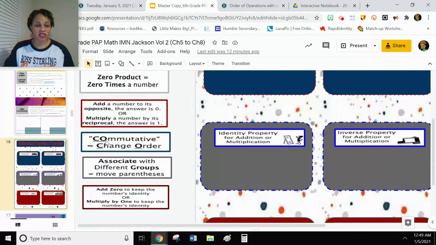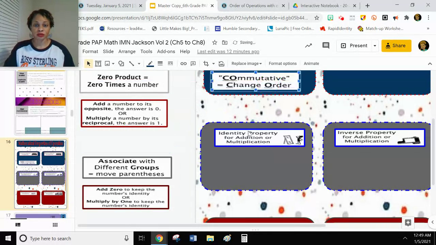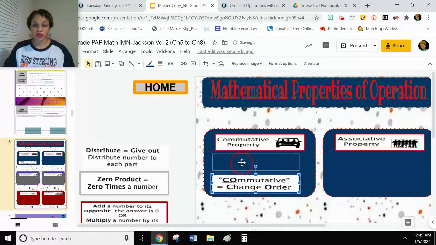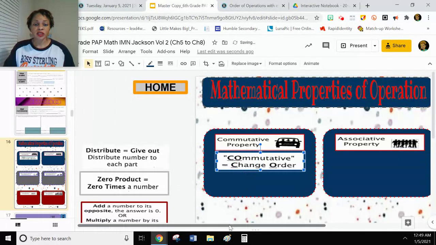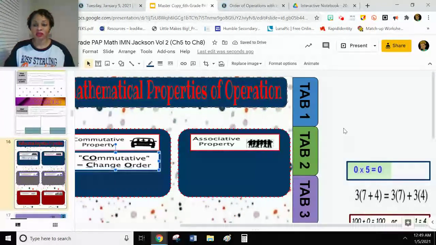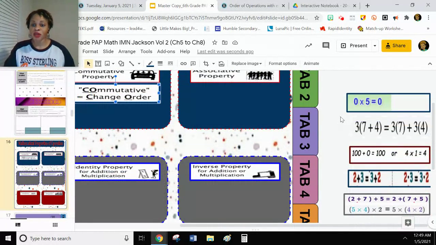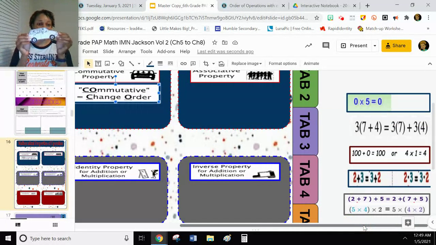So let's find that definition. Commutative, changing order. The numbers are changing order. So we'll drag that here. So let's look at examples. What would that look like? The numbers are physically moving. And we need to know that commutative property is for addition and multiplication only.